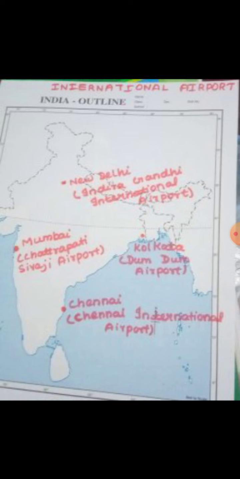The second one is Kolkata Dum Dum Airport. The airport's name also you must write. It is in Kolkata. The third one is Chennai International Airport. It is in Chennai. Then the fourth one is Mumbai Chhatrapati Shivaji Airport. It is in Mumbai. These are very important. You should do the map.